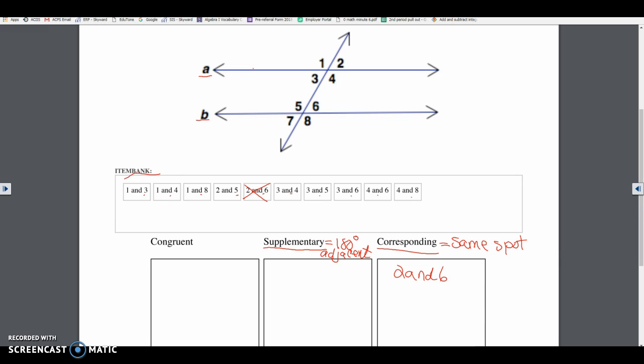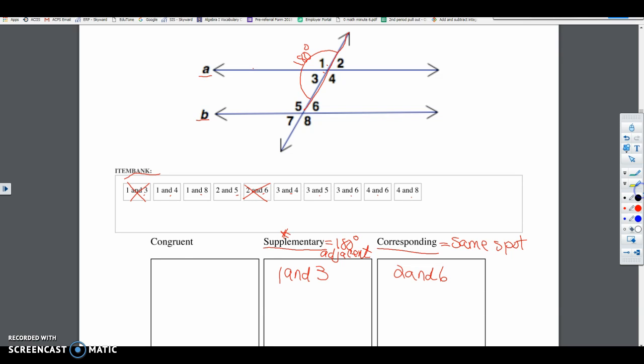For an example, if I took a look at angles 1 and 3, these are the ones people don't notice very often. Angle 1 is right next to angle 3, and together they make a straight line. Their total would be 180 degrees. That makes them supplementary, so I would put 1 and 3 in that category, and then cross that one off. We have 8 more to go. Any questions about supplementary? When we look at these other ones, we'll have to decide what category they go into.